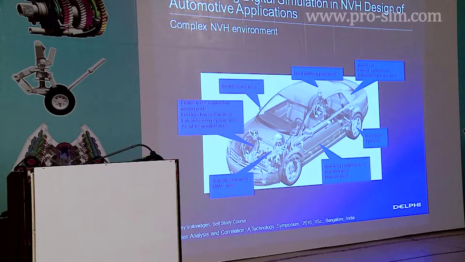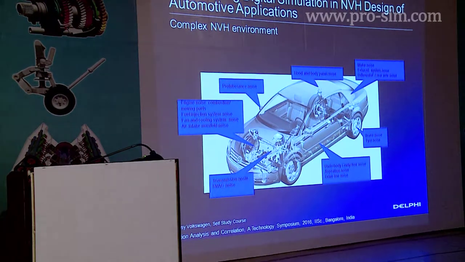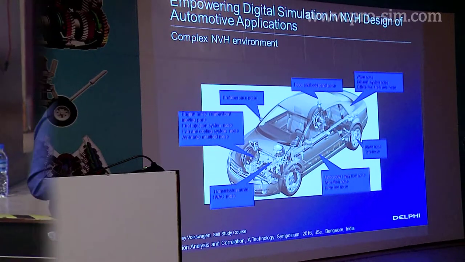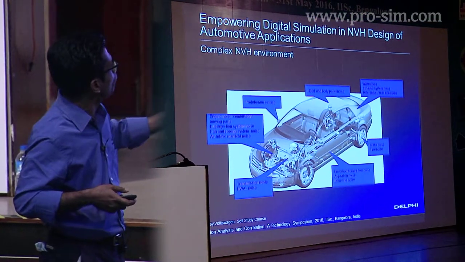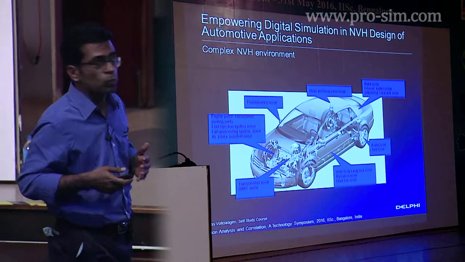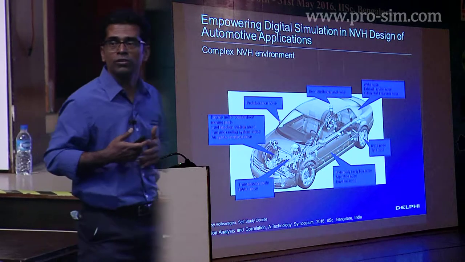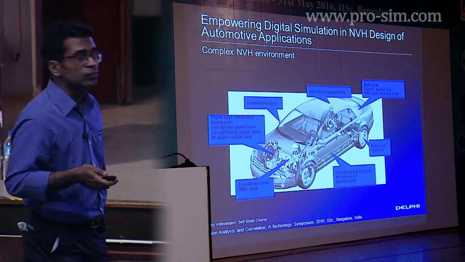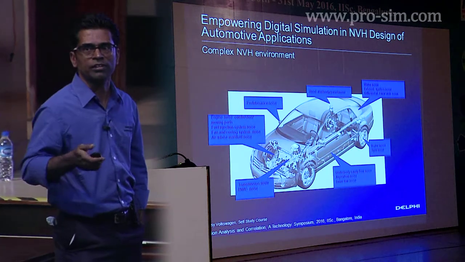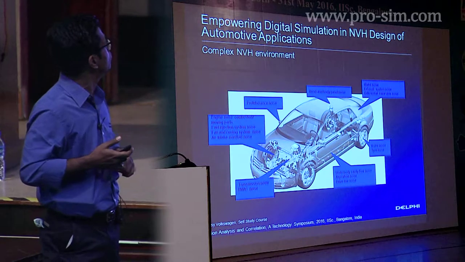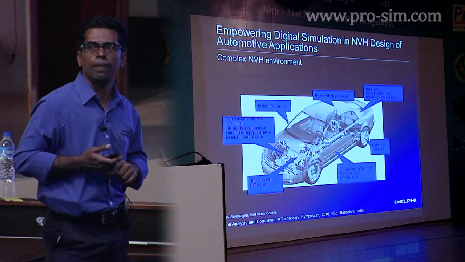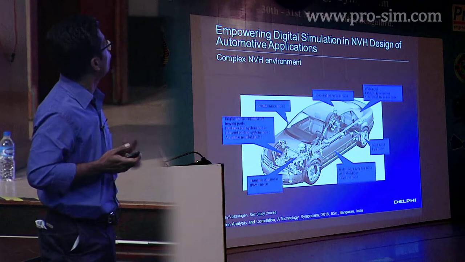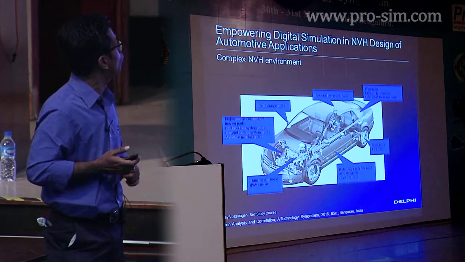Now, if you look at a car, the NVH environment is pretty complex. There are so many sources of vibration and noise. For example, below the bonnet, you have the engine noise and vibration, which comes from the combustion and the movement of the reciprocating and rotating parts. Then you have the fuel injection systems mounted on the engine. The injectors, the fuel rail, and the high pressure pumps also generate vibration and radiate noise. You have the fan and the cooling systems, and the air intake manifold also generates noise.